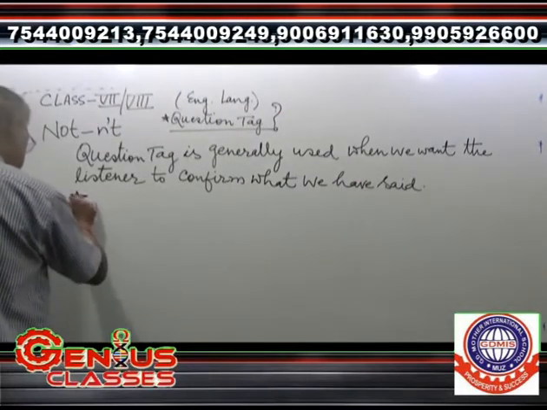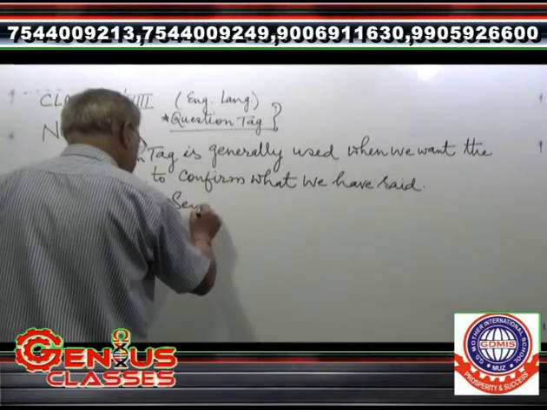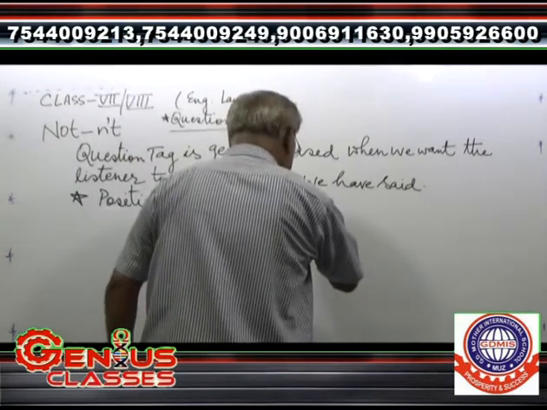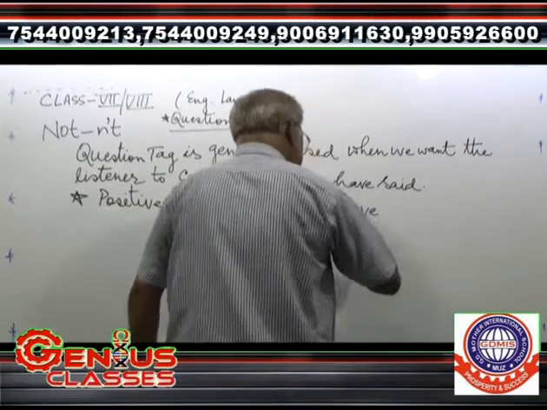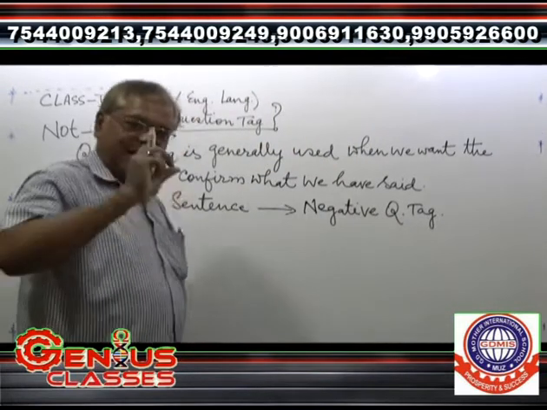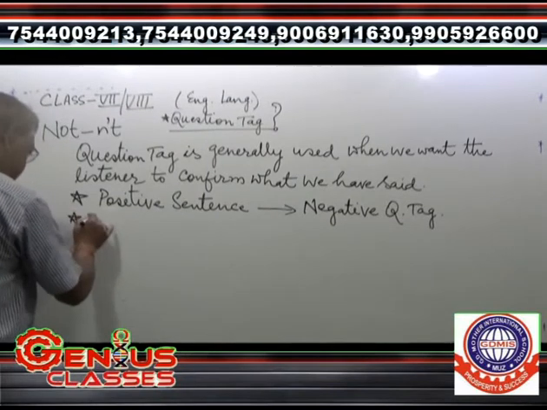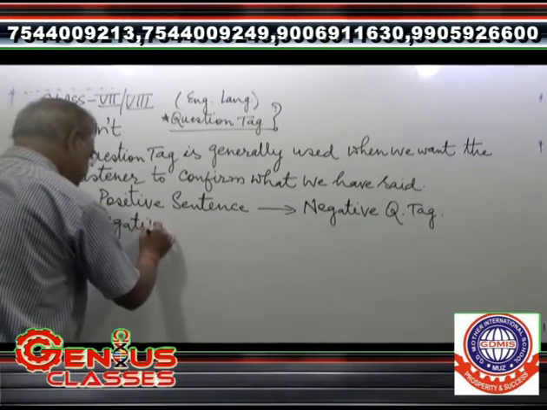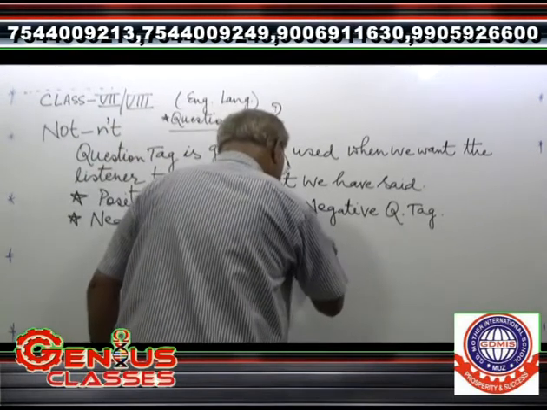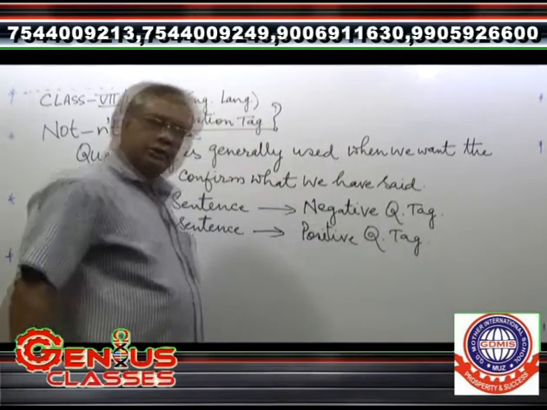Like, if it is a positive sentence, then a negative question tag should be used. Means not, in a concise manner, should be attached with the question tag. Next, if a negative sentence is there, then a positive question tag should be used.